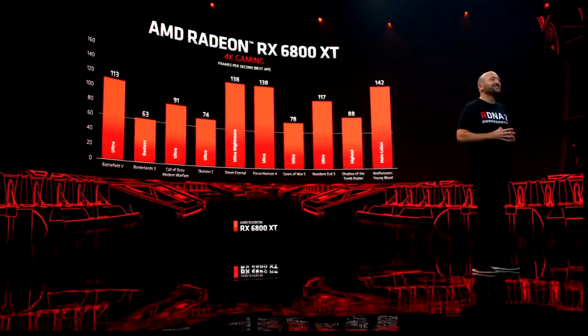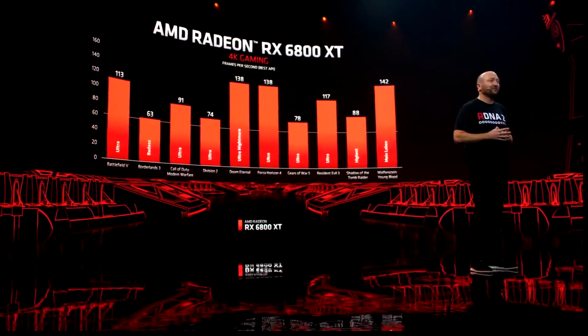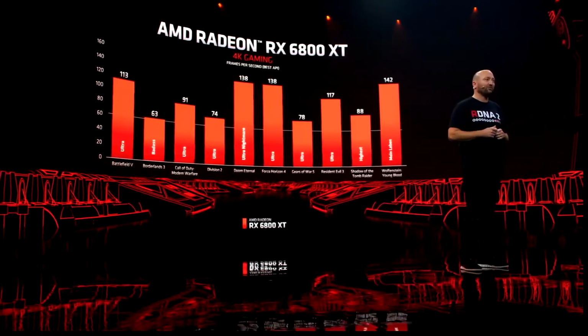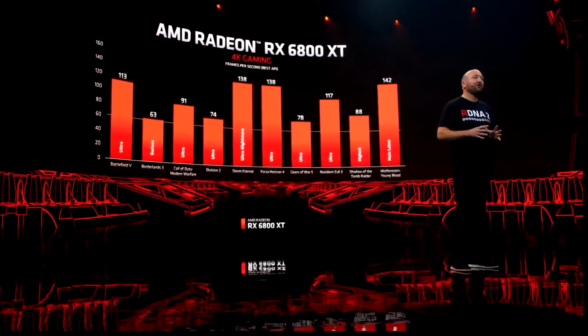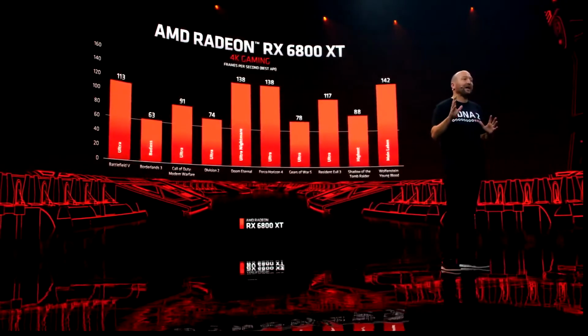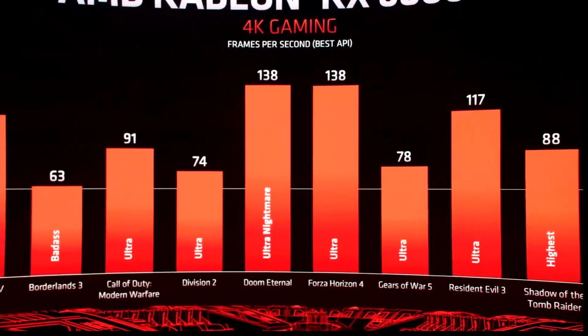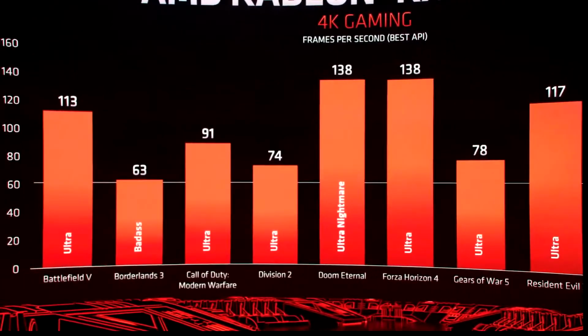As you can see, the 6800 XT not only delivers on 4K 60 frames per second, but in most cases, it overperforms. We've been maxing out all the settings in games like Battlefield 5, Borderlands 3, and Call of Duty Modern Warfare, and the performance has just been awesome to experience.